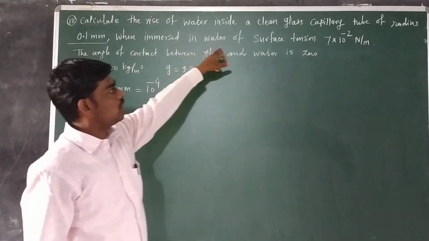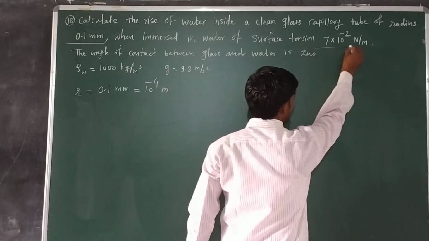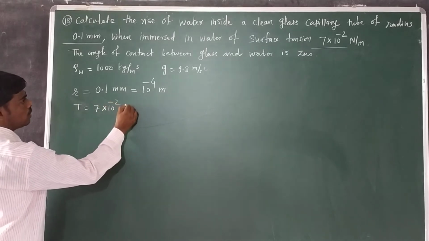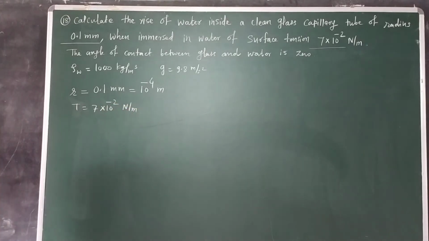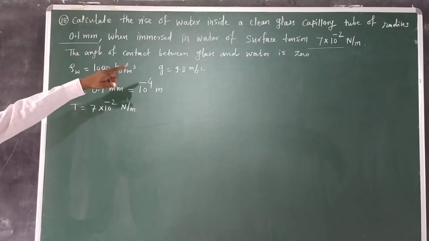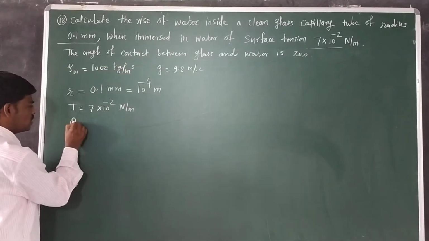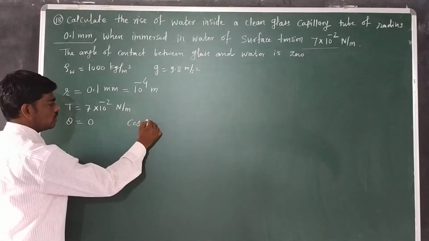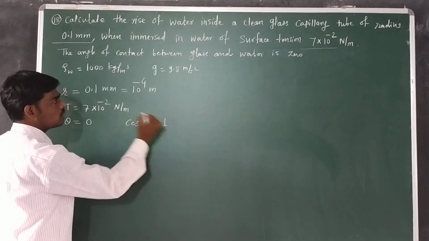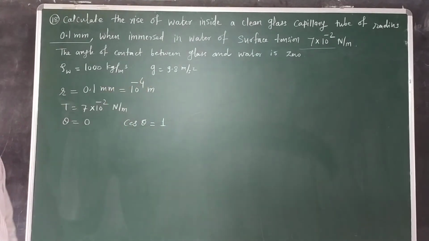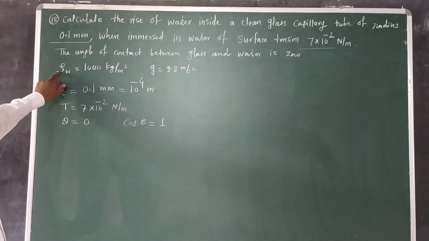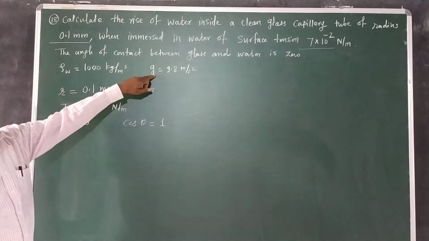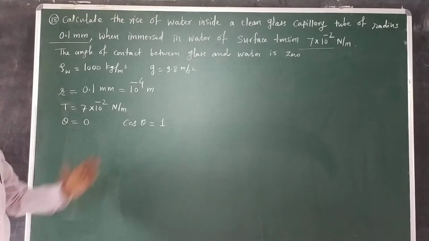It is immersed in water of surface tension. Surface tension of water is given to you T, 7 into 10 raised to power minus 2 Newton per meter. The angle of contact between glass and water is 0. That means theta is given to you. Theta is 0. Angle of contact is 0. So cos theta means cos 0, it becomes 1 because we require the cosine value of angle of contact. Then density of water is given to you 1000 kg per meter cube and acceleration due to gravity g 9.8 meter per second square. It is as usual.